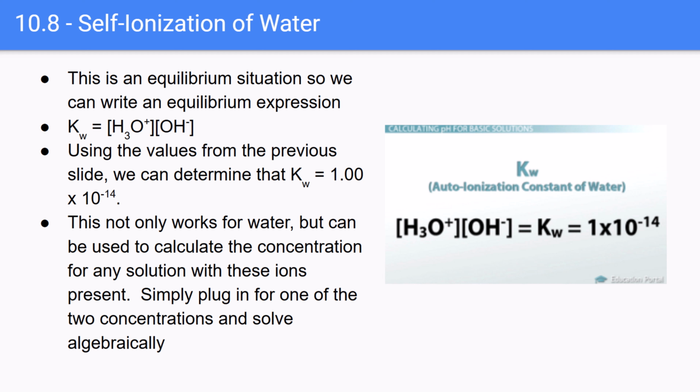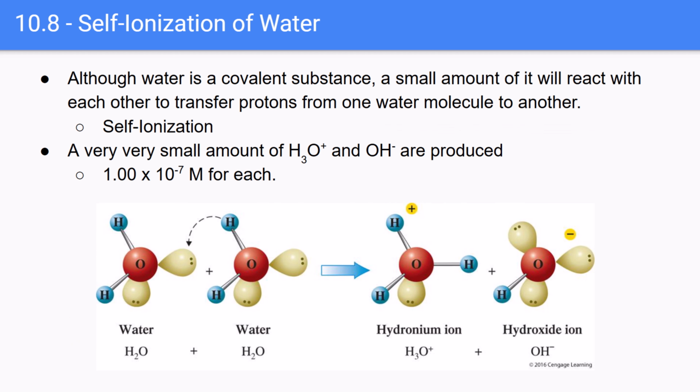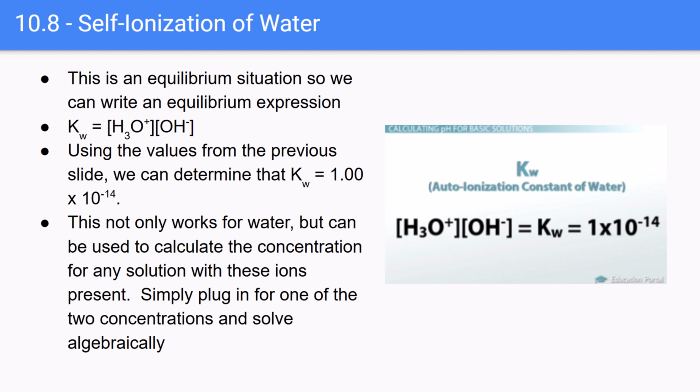But because very little of this becomes product, we're in an equilibrium situation, so we can write an expression for it. If I go back, water and water are liquids, and we never include liquids in an equilibrium expression. So Kw equals H3O+ times OH-. Using the values from the previous slide, we can determine that Kw is 1 times 10 to the negative 14th. If I take 1 times 10 to the negative 7th for H3O+ and 1 times 10 to the negative 7th for OH- and multiply them together, I get 1 times 10 to the negative 14th.